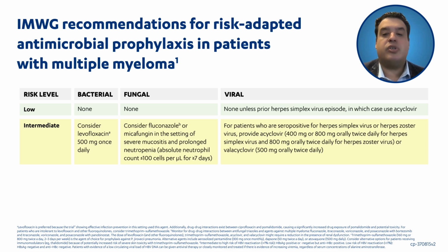Patients with severe mucositis and prolonged neutropenia may be at greater risk of fungal infections and may be treated with fluconazole or micafungin. Patients who are seropositive for herpes simplex virus or herpes zoster virus should receive acyclovir or valacyclovir for viral prevention. Updating vaccination status should also be considered in prophylactic care of intermediate risk patients.